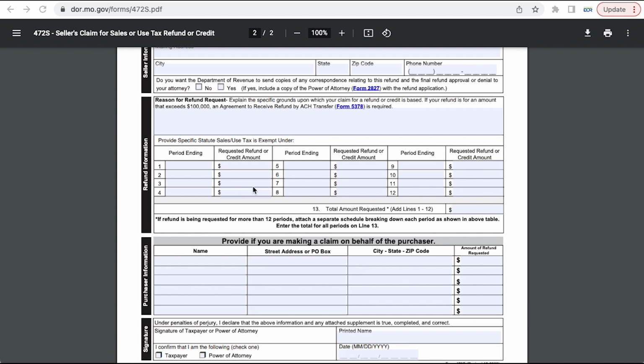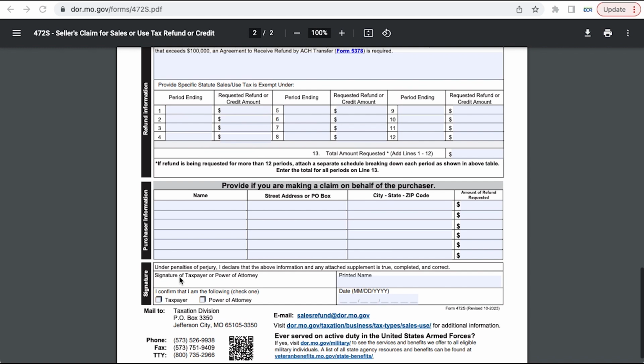Here is a section that I would need to utilize if I were requesting a refund of sales or use tax on behalf of the purchaser. For example, if one of my customers was owed a refund and I was filing this claim with the department to get the money back for them. But since this is money that I am owed back due to a bookkeeping error, it is not something I need to worry about for this claim. It can be left blank.